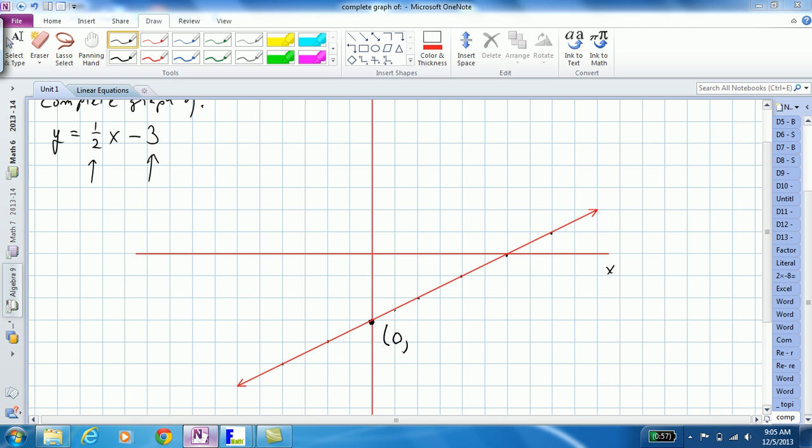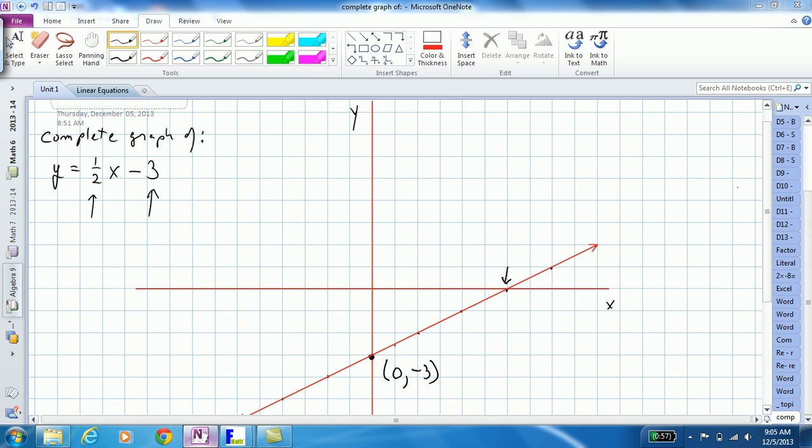Now, the complete graph for our class labels the y-intercept. So when I plugged in 0, I got minus 3. It also labels the x-intercept, where it crosses the x-axis. In this case, we can count 1, 2, 3, 4, 5, 6. So x equals 6. We moved over 6 and didn't move up or down, so the point is 6, 0.